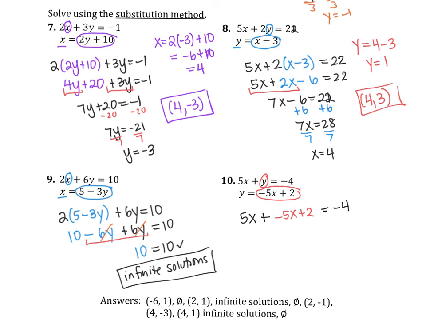Okay, let's combine our like terms. 5x plus negative 5x. 5x minus 5x cancel. So I bring down positive 2 equals negative 4. Okay, does 2 equal negative 4? No, this is a false statement, which means there is no solution.